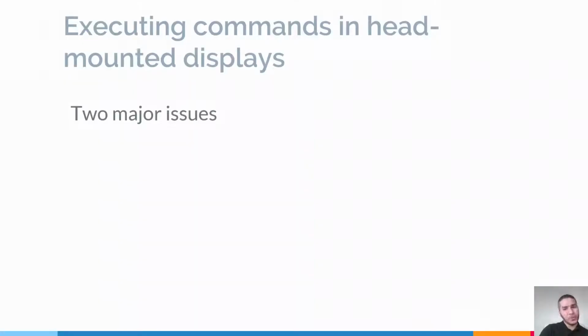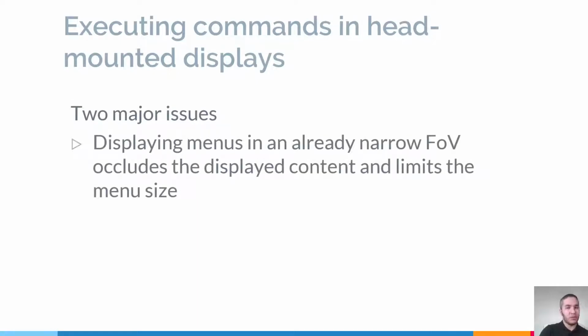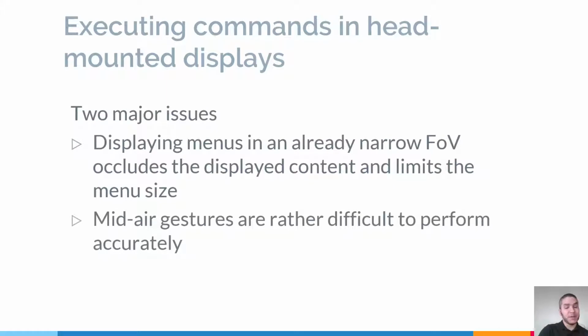So there are two major issues with this approach. First, displaying menus in an already narrow field of view occludes the displayed content and limits the size of the menu that can be displayed. Second, mid-air gestures are usually rather difficult to perform accurately 100% of the time.